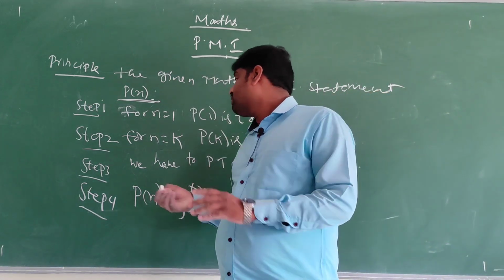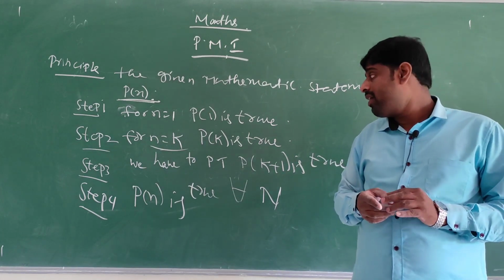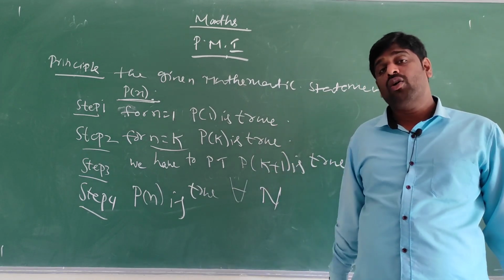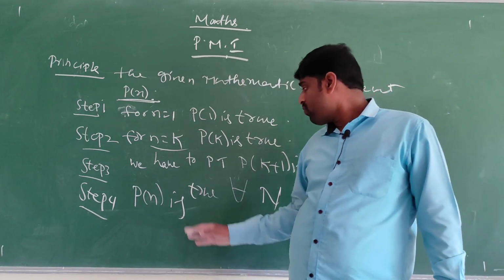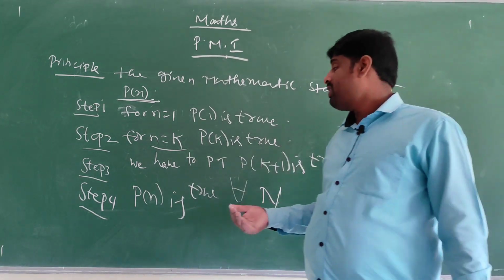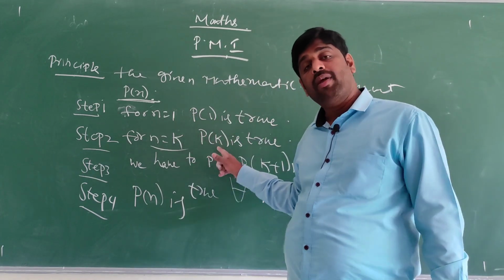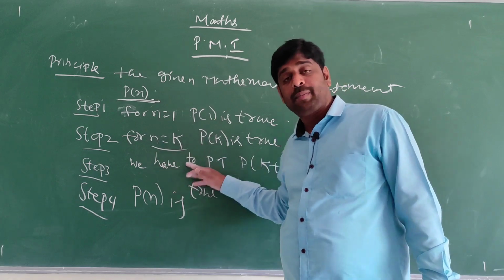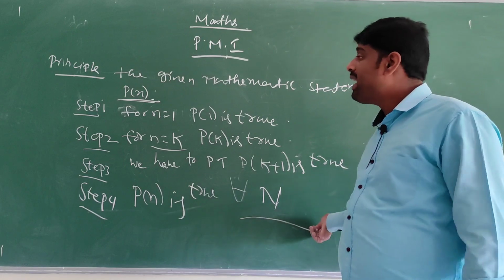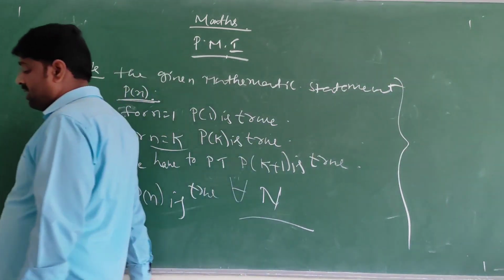We have to assume n is equal to k, therefore P of k is also true. And finally we have to prove that P of k plus 1 is true. So for n is equal to 1, P of 1 is true, for n is equal to k, P of k is true, and finally P of k plus 1 is also true. Totally P of n is true for all natural numbers. This is the principle of mathematical induction.